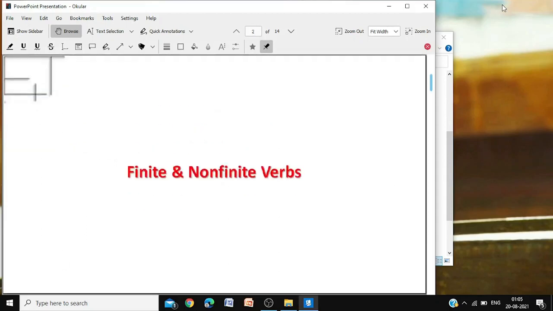First of all, we will have a discussion on finite and non-finite verbs. We will discuss what are finite verbs and what are non-finite verbs. Finite verbs are essential in every sentence. You cannot make sentences without a finite verb. Non-finite verbs alone cannot make sentences. Now we shall see how finite and non-finite verbs can be identified, what is the difference, and what are their roles.